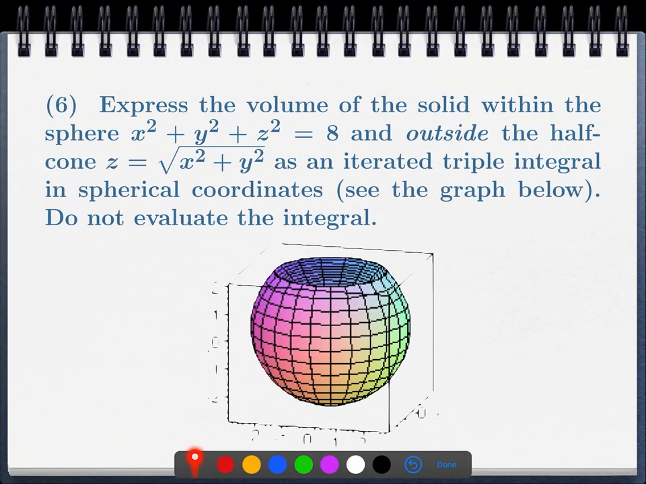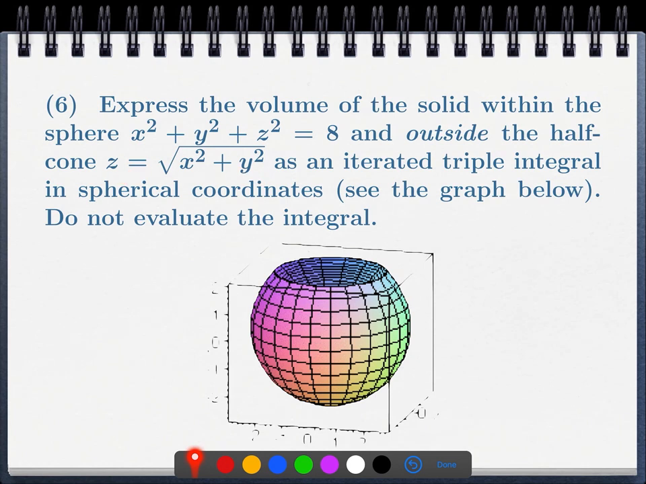Now I want to turn to some triple integrals. So here we're just expressing the volume as a triple integral in spherical coordinates. So what is this? This is a sphere of radius square root of 8, or 2 root 2. So there's a sphere of radius 2 root 2 here. Inside we've cut out a cone, and the cone is this cone here.